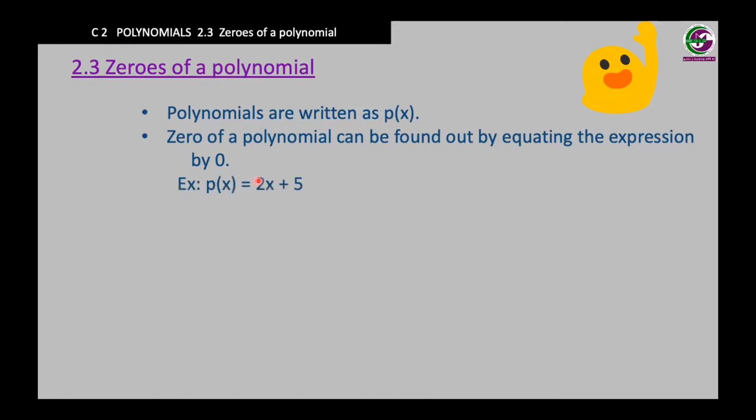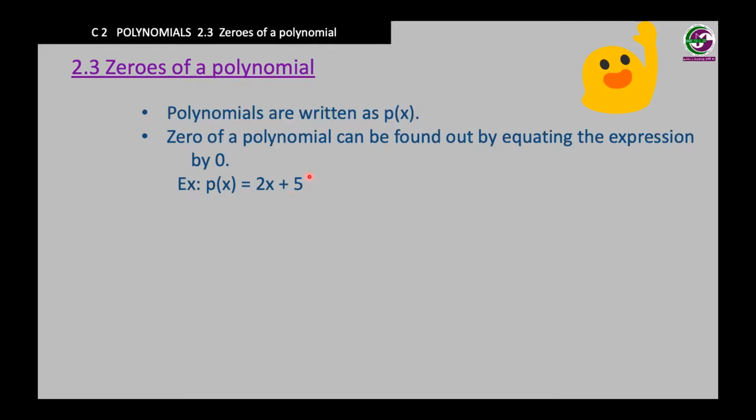Let's see with an example. Here is an example polynomial p of x is equal to 2x plus 5. This is a polynomial because the power of x is 1 and there are two terms. So specifically this is a binomial. Okay, so our lesson today is to find what is the zero of this polynomial.